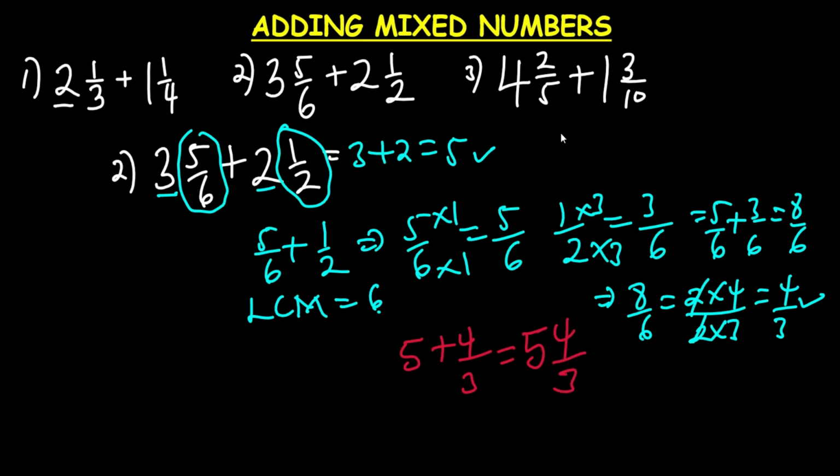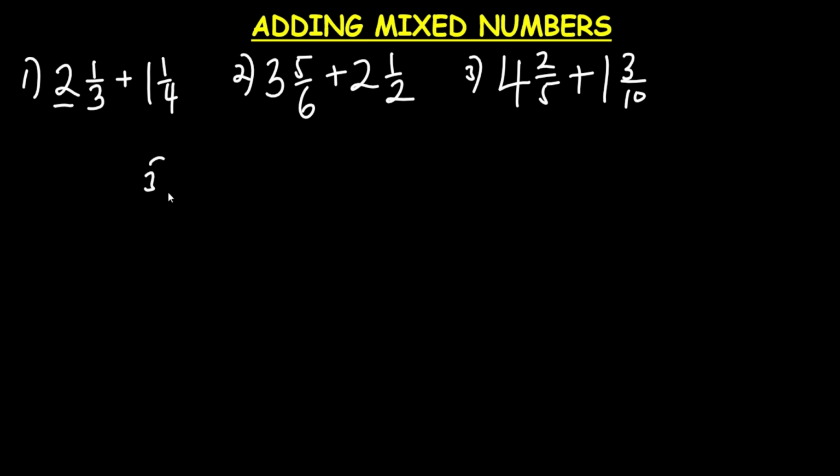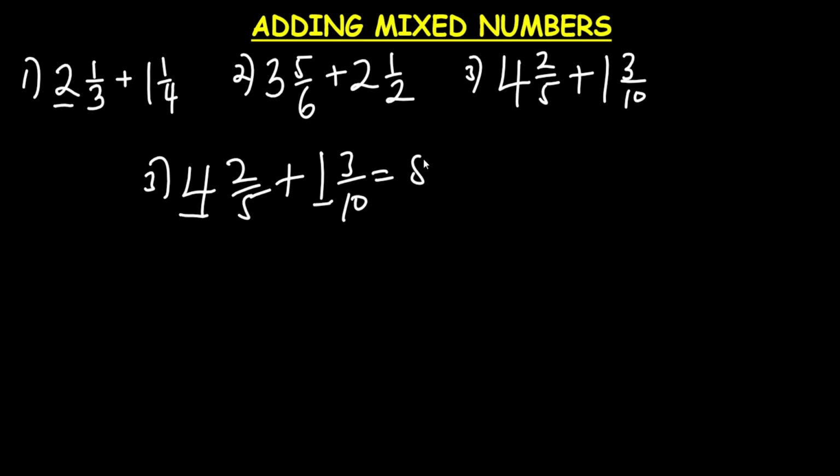Let's solve the last question. For the final question, we have 4 whole number 2 over 5 plus 1 whole number 3 over 10. The first thing we do is add the whole number part. 4 plus 1 will give us 5. And then we take the fraction part, which is 2 over 5 plus 3 over 10. You find the least common multiple of 5 and 10. You can even work out the least common multiple before you add. So I already know the LCM, which is 10.